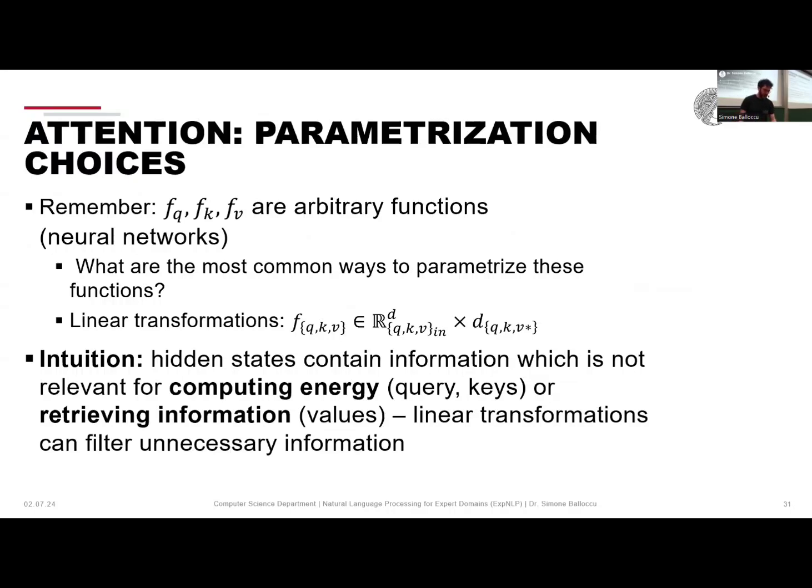Remember that we have these arbitrary functions, which can be neural networks. What are the most common ways to do this? Well, usually it's a linear transformation. You can also make it nonlinear. The intuition is that in theory, what if the states also contain something I don't care about, like information that is not relevant for the similarity or confuses the similarity, or makes it harder for me to retrieve correct information. Then I pass it through a transformation, and maybe this can be flattened or mapped to null in a specific dimensional space. So it's just a filter processing.